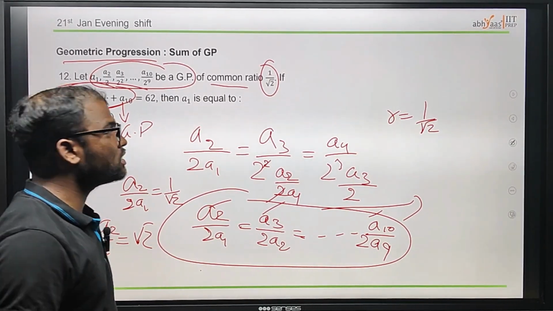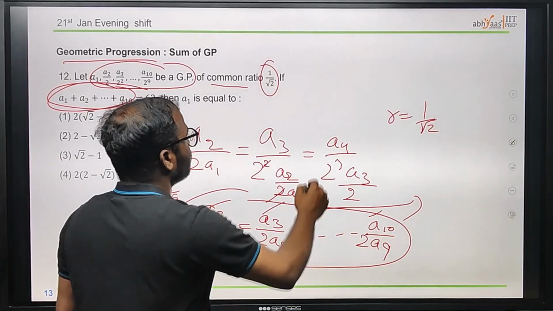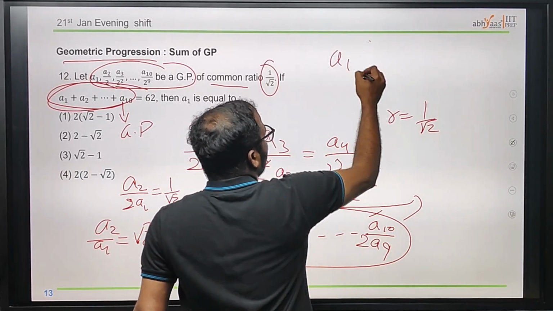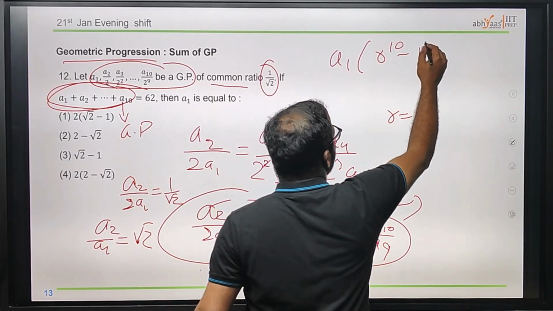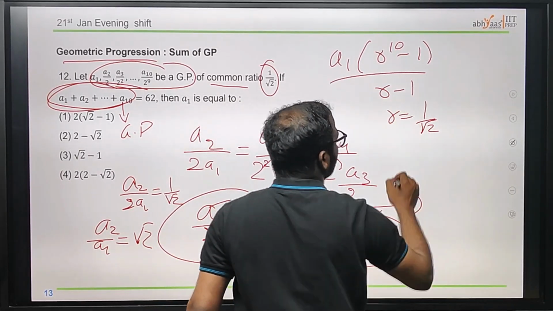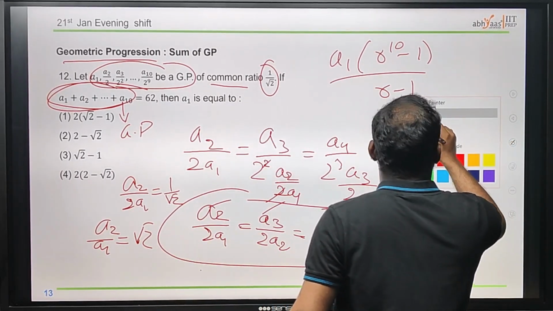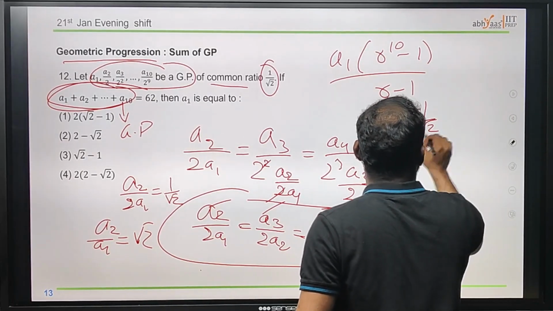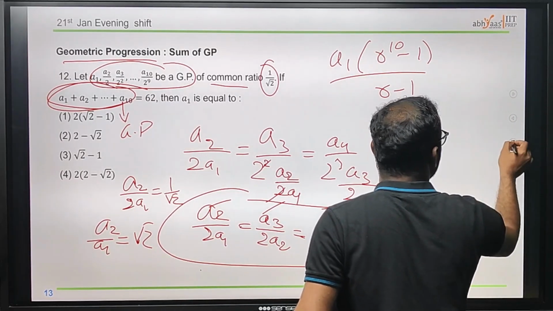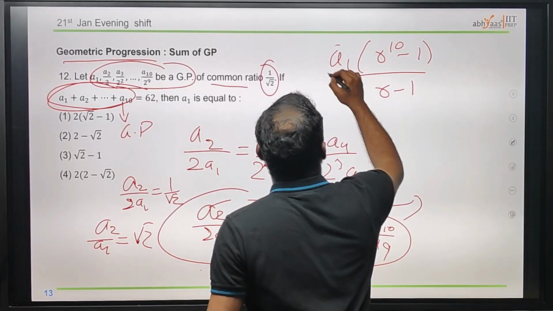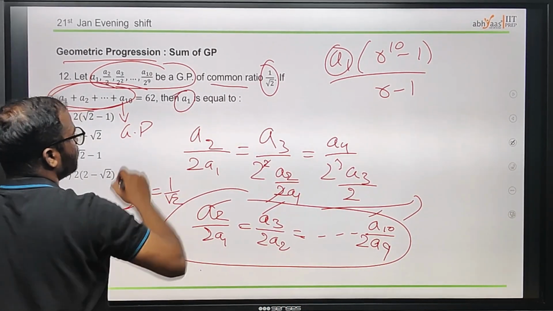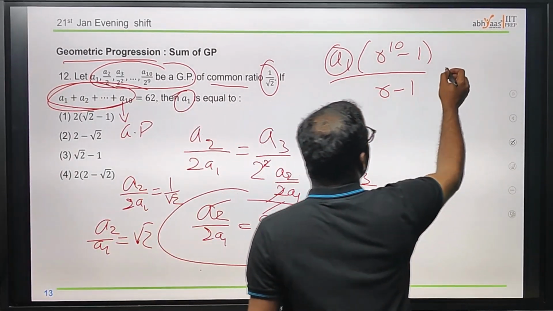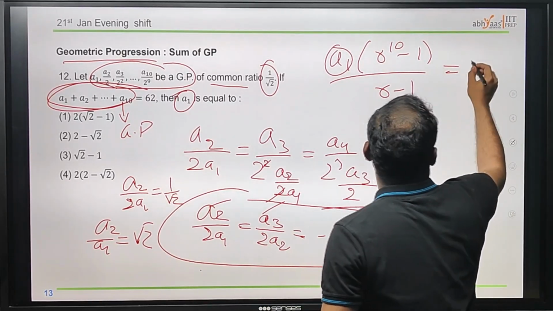We know by using the sum of GP, that is first term into r power, since we have 10 here, r power 10 minus 1 by r minus 1. We know the common ratio is 1 by root 2. Just using that, and also the first term we need to find. See here, we need to find that one only, which is equal to 62.